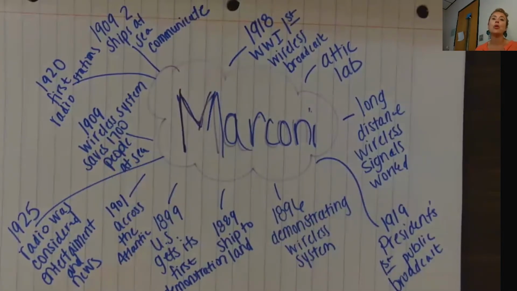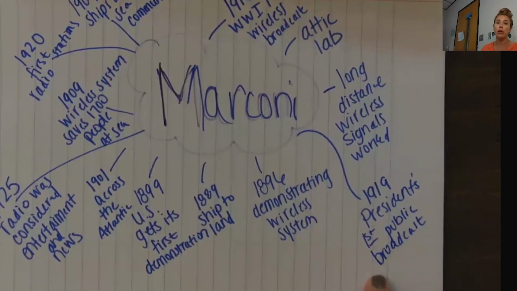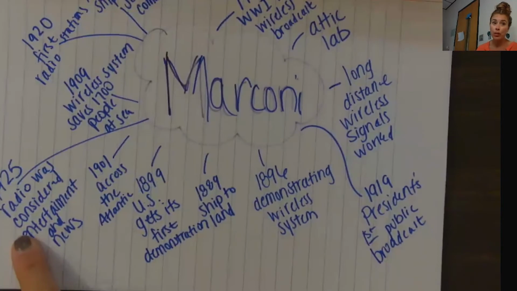In that time period, we also learned that he won the Nobel Prize for Physics and assisted in making the first public wireless broadcast during World War I. In 1919, we found out that the President of the United States made his first public broadcast. We even wrote that down on our graphic organizer over what was now called the radio. And then by 1925, the radio was a regular way for people to get their news and entertainment.